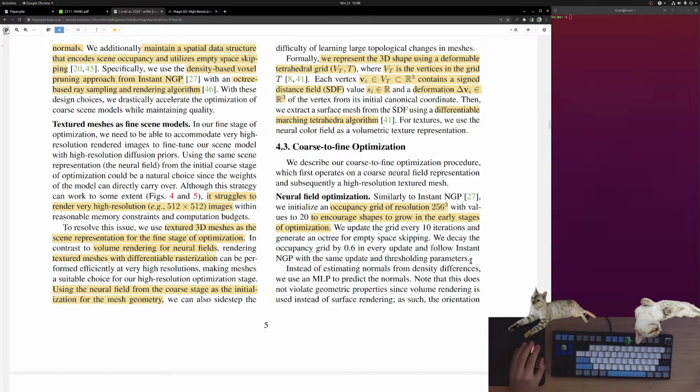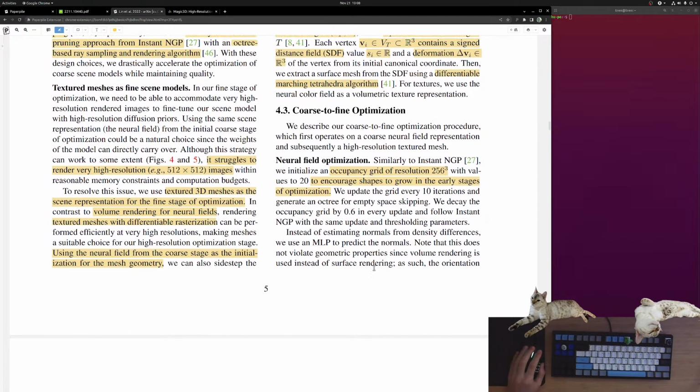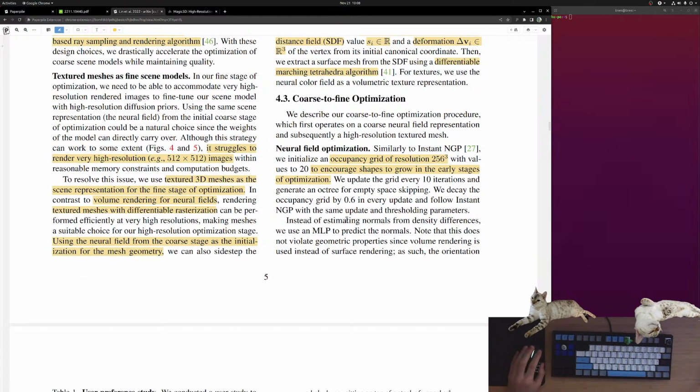You don't want to start with the final object and then prune it all the way down. They're pruning that 3D volume as the object kind of materializes more and more. Instead of estimating normals from density differences, we use an MLP to predict the normals.